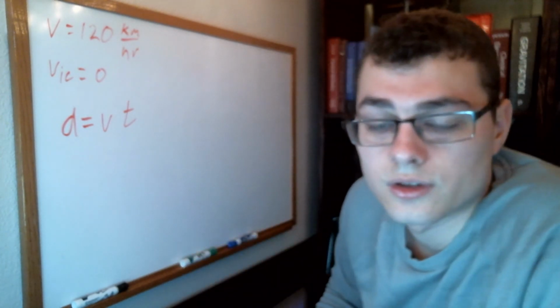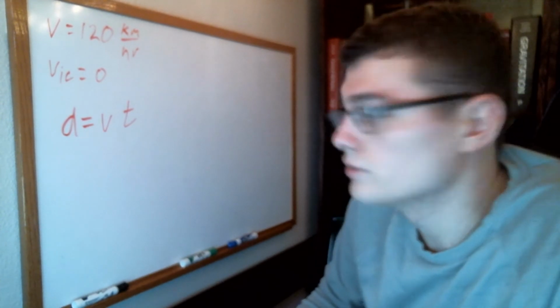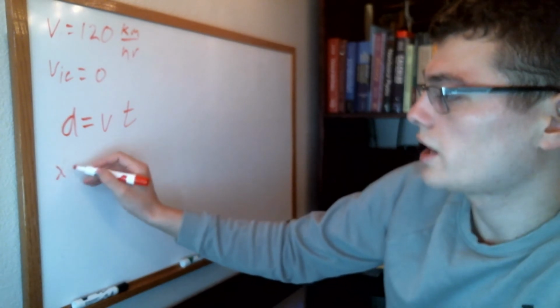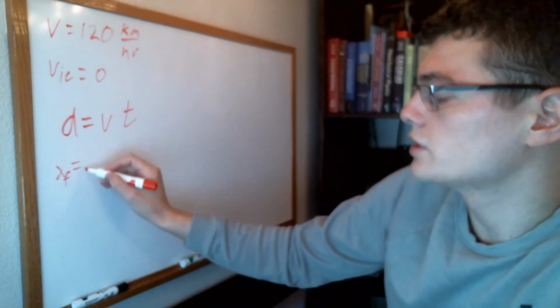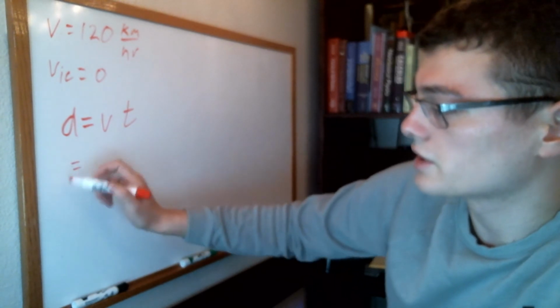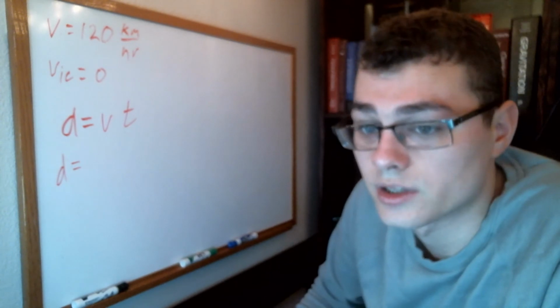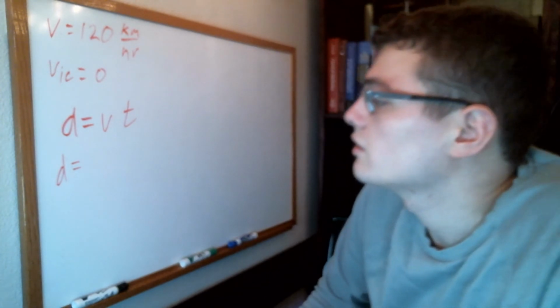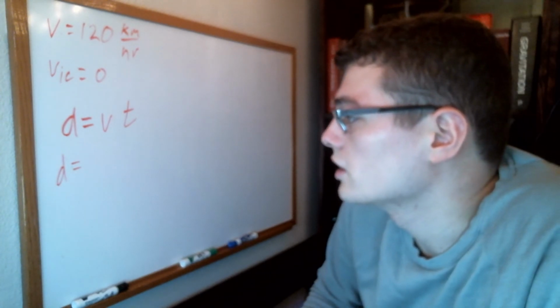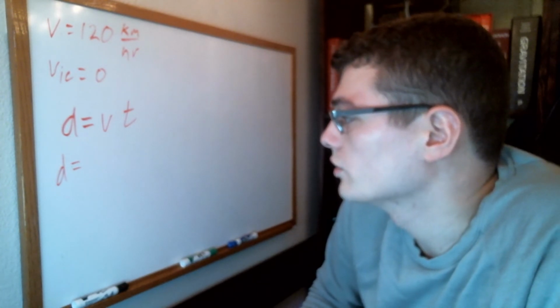Since the police officer starts at rest, we can use our XF is equal to, we're going to set XF equal to D, just to keep our variables consistent, because this is going to be the distance that both the police car and the speeder are going to travel.